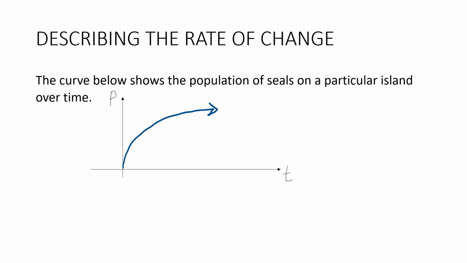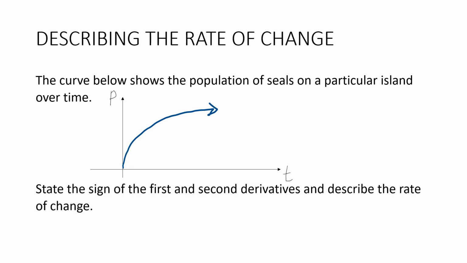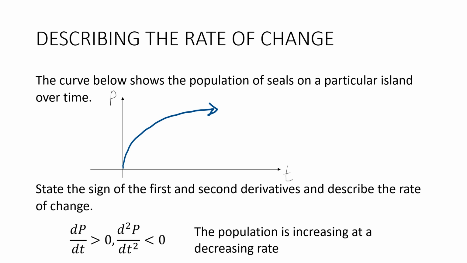So let's finish off by describing the rate of change. The curve below shows the population of seals on a particular island over time. State the sign of the first and second derivatives and describe the rate of change. So the curve is increasing, so the first derivative is positive. It is concave down, so the second derivative is negative. Therefore, we can say that the population is increasing, but at a decreasing rate.